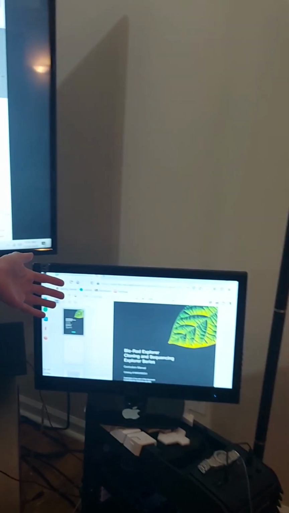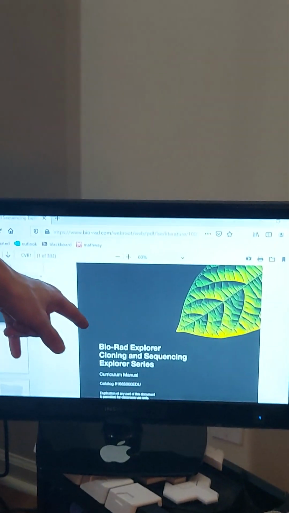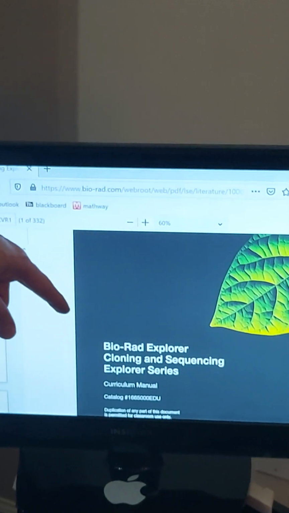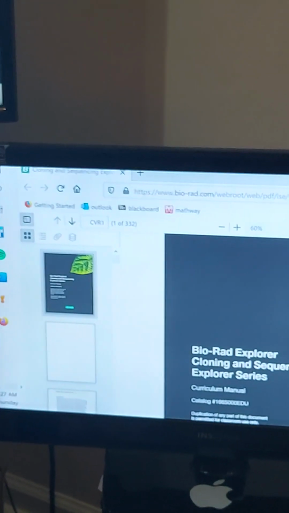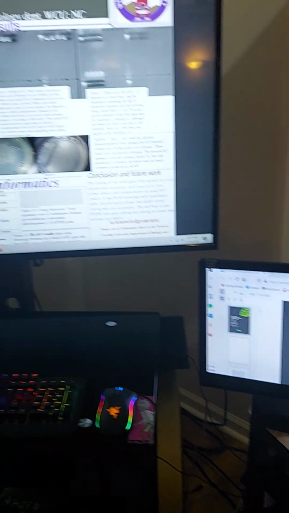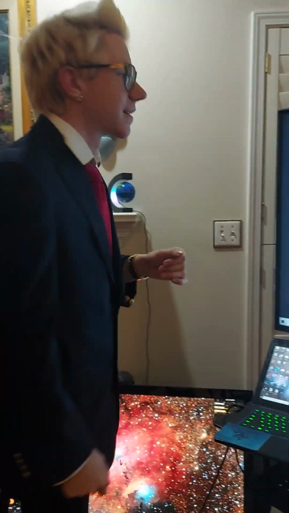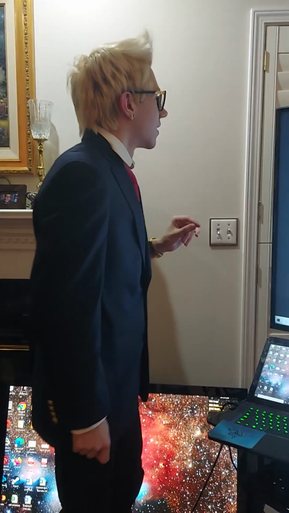So this is actually created by, if you see this screen right here, it was created by the BioRad laboratories. This comes from the Explorer Cloning and Sequencing Explorer series. So this is actually a 332-page presentation that our wonderful professor, the TA, or Christopher Bayer at Western Carolina University, has gone through all of that for us. So thank you to him.